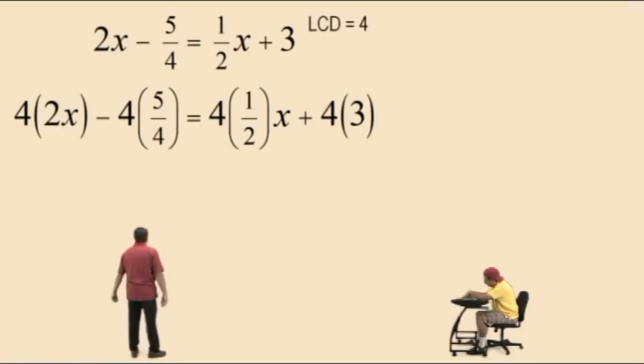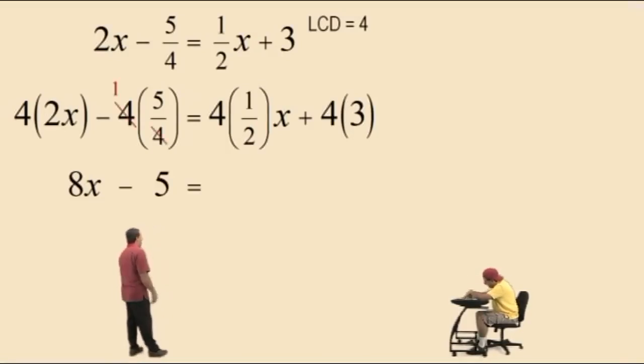Now, Charlie, what's 4 times 2x? 8x. That's right. Subtract. What's 4 divided by 4? 1. And 1 times 5 is? 5. Okay, bring down your equal sign. Go to the right-hand side. What's 4 divided by 2? 2. And 2 times 1 is? 2. But don't forget, it's 2 times x, right? Okay. And then we have a plus 12.